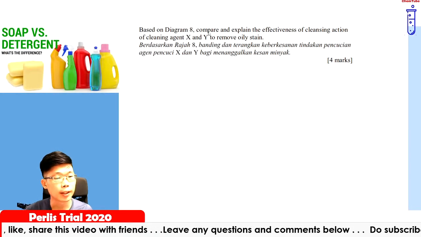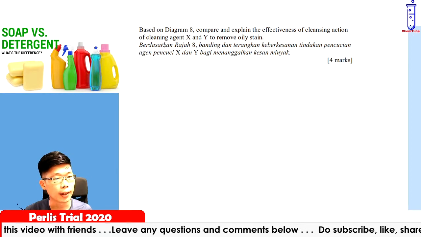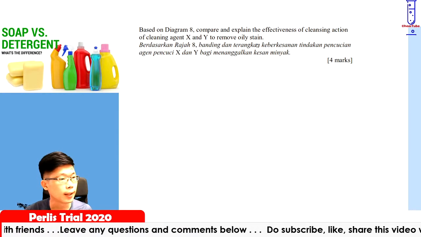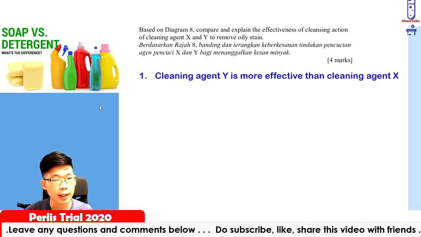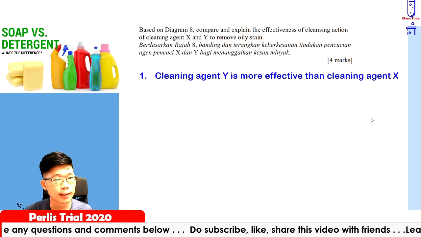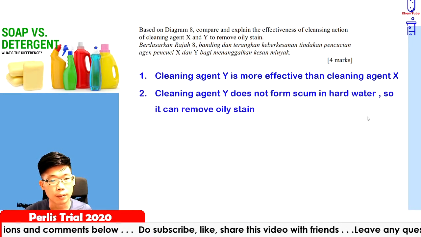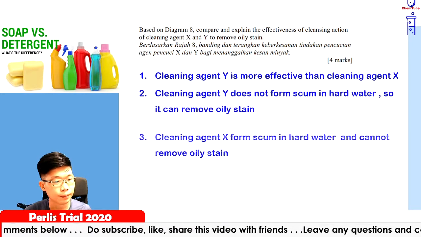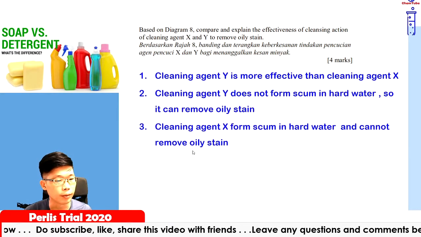Now, based on the diagram, compare and explain the effectiveness of the cleansing action of cleaning agent X and Y to remove the oily stain. Okay, so cleaning agent Y is more effective than X. Cleaning agent Y does not form scum in the hot water, so it can remove the oily stain. Cleaning agent X forms scum in the hot water and cannot remove the oily stain.